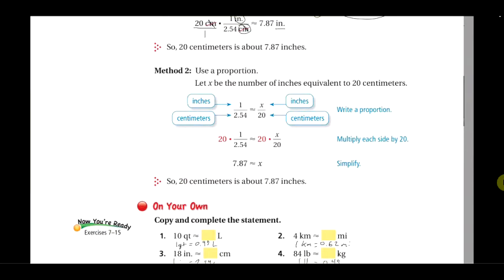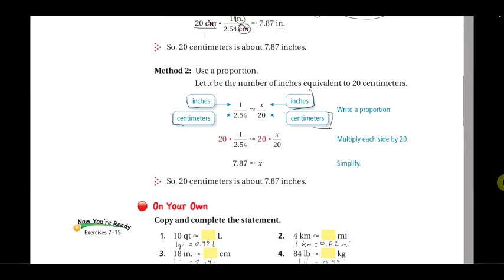If you notice here, they used a method 2. I don't like this method 2 as much. It's sort of confusing. I'll mention what they do real quick. They set up their conversion, and they have inches on top with both of them. You see that here. And then they have centimeters on bottom for both of them.